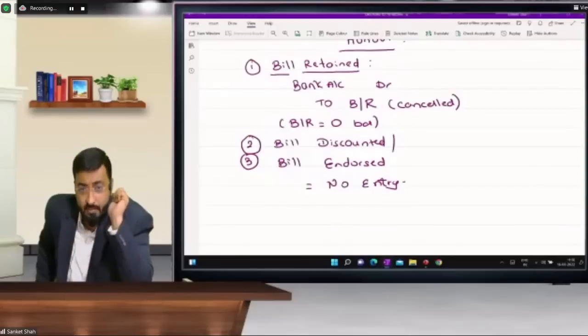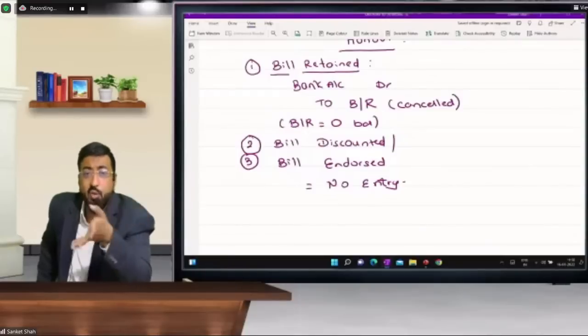Very simple, sir. In the first case, bill retained, bank account debit to bills receivable. In the second situation, the bill is discounted with the bank, and in the third, endorsed to Z. The bill is not with me, so my role will be 0. I'm Y, my role is 0, so my entry will not come.